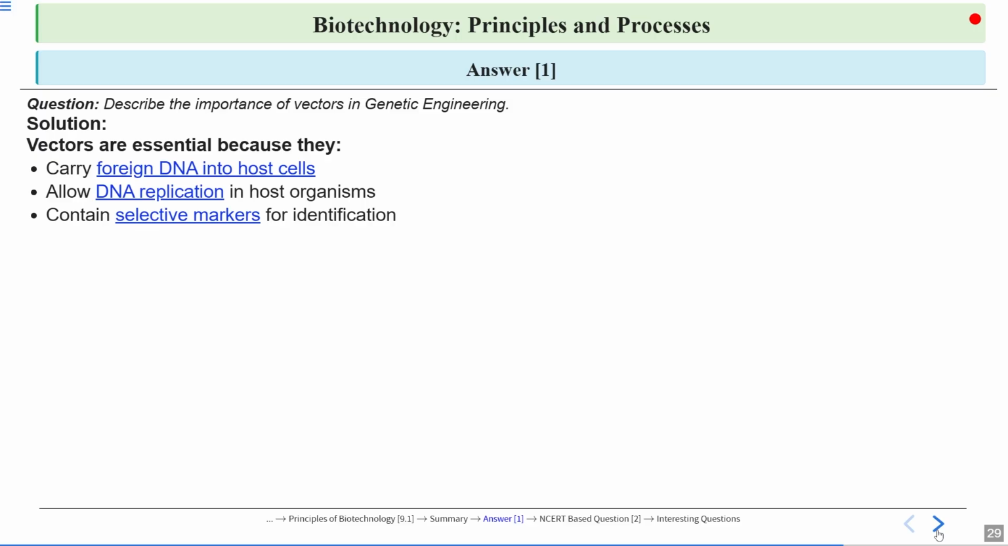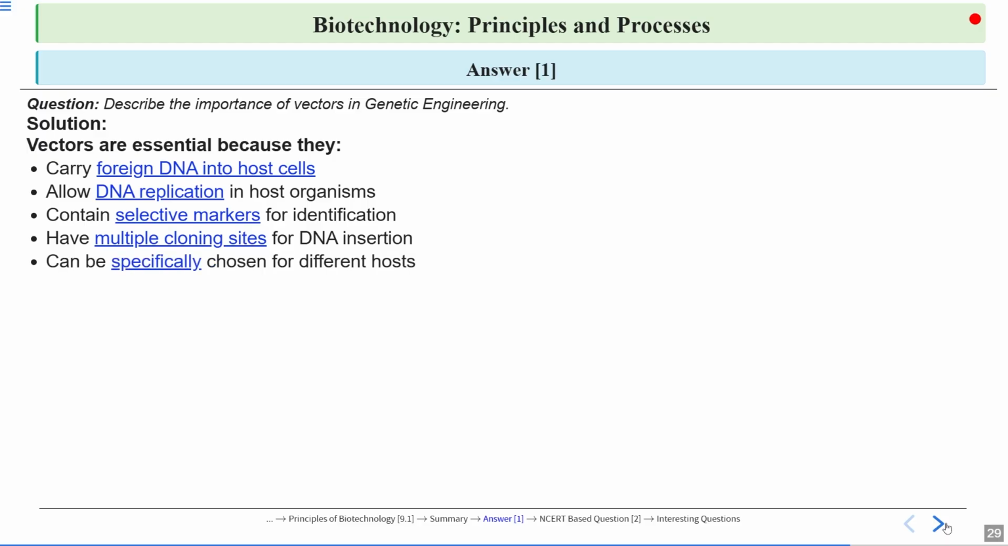You're going to learn more about selective markers in upcoming classes, but for a brief introduction, selective markers are basically genes introduced in plasmids to identify and select cells that have successfully incorporated the foreign DNA, to see whether this foreign DNA has been incorporated or not. Vectors have multiple cloning sites for DNA insertion, can be specifically chosen for different hosts, okay, and enable gene expression control.